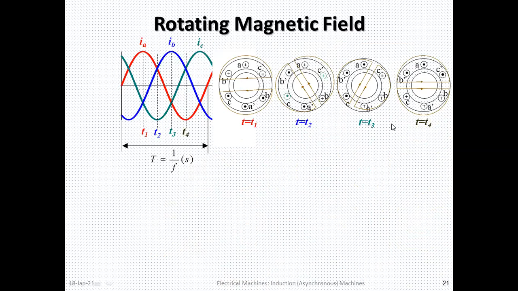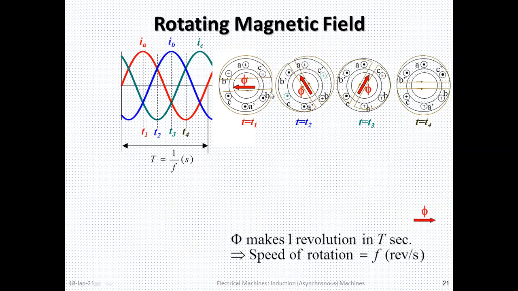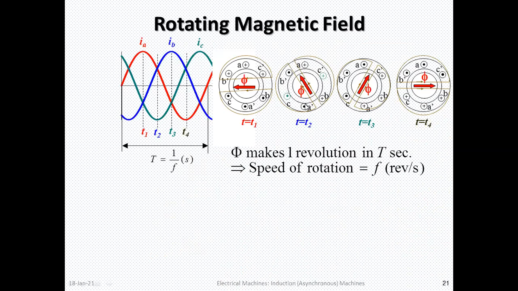So T1, T2, T3, and T4. Now the flux direction is like this. And here it is resultant in this direction. Here it is resultant in this direction. From T1, T2, T3, T4, it is shown here. And it can be seen here that from here to here, it is one complete cycle.